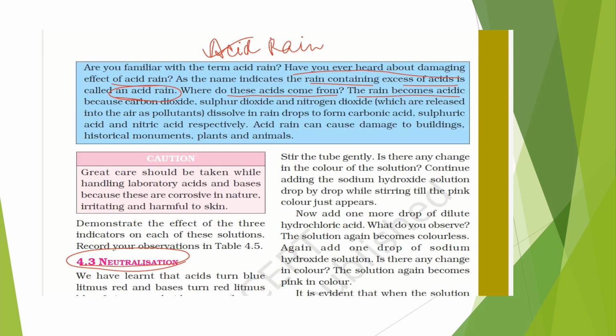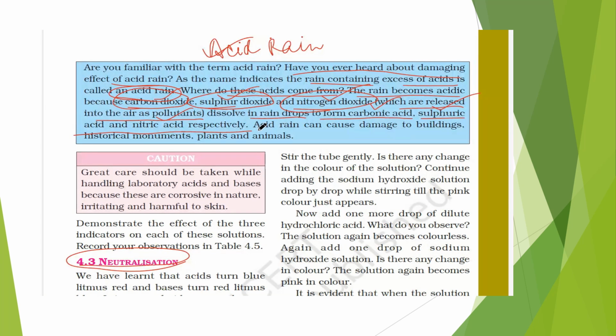The rain becomes acidic due to the presence of carbon dioxide, sulfur dioxide and nitrogen dioxide, which are released into the air as pollutants. When they dissolve in the raindrops and form carbonic acid, sulfuric acid and nitric acid respectively, acid rain is formed. This acid rain is a cause of severe air pollution. These air pollutants are produced in huge amounts, and when they mix with the water of the rain, they form carbonic acid, sulfuric acid and nitric acid respectively.